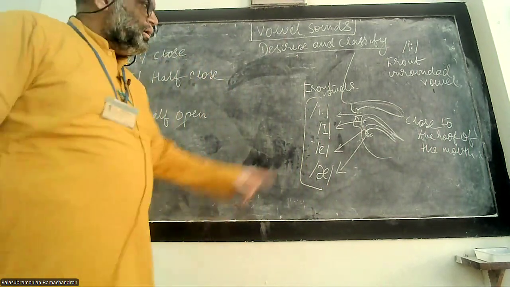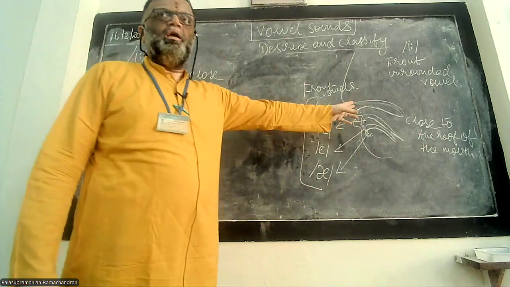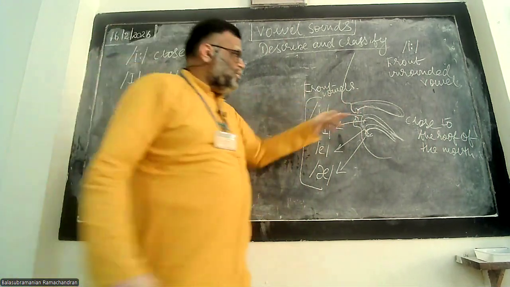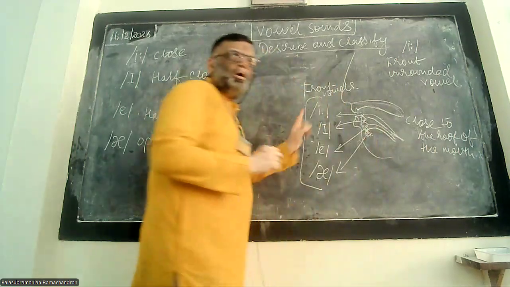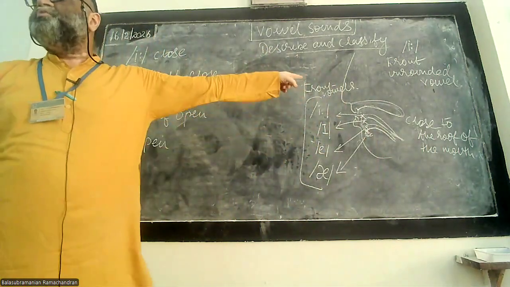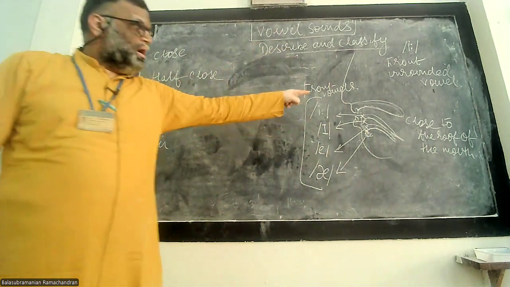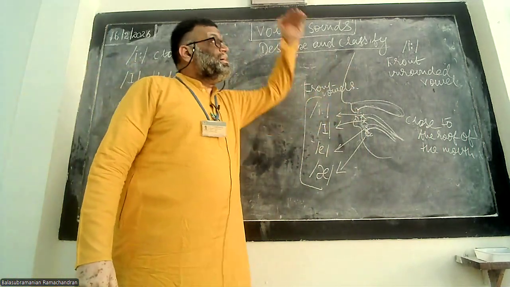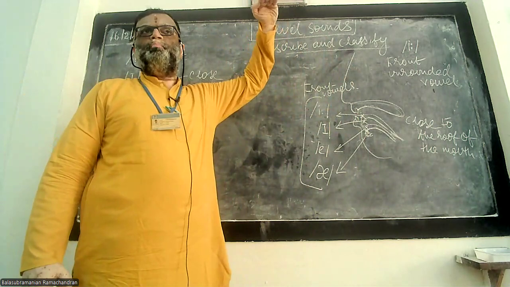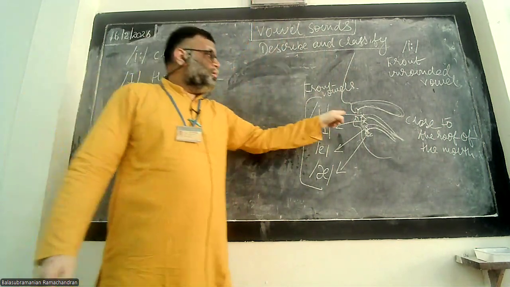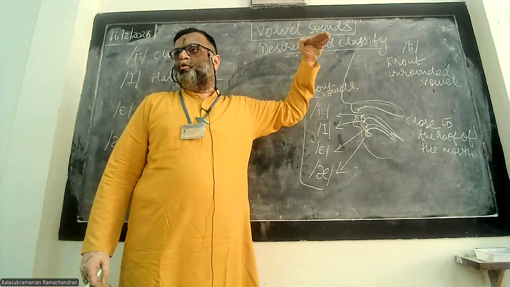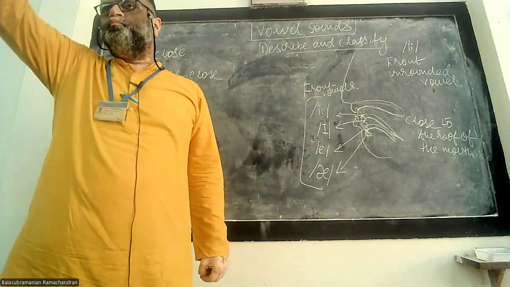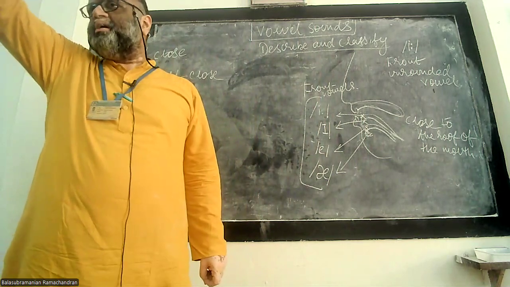Okay. Now I'll just explain how this works. Now 1, 2, 3, 4. Observe the mouth picture very carefully. I am marking the height to which the front part of the tongue goes. For each vowel, I am marking the height to which the front part of the tongue goes. I am marking it with a dot.